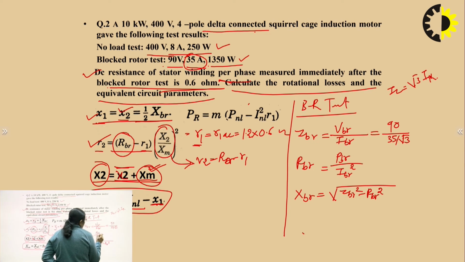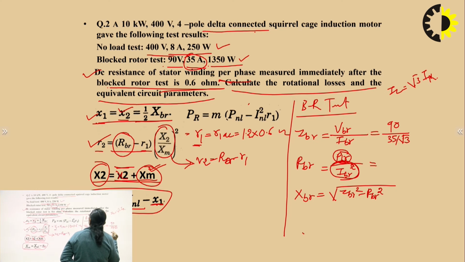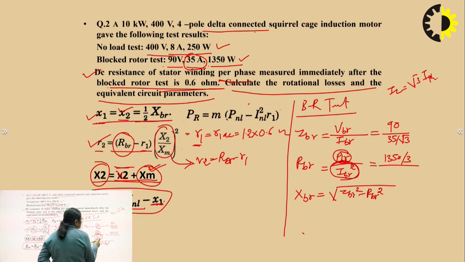So I have to take the complete I square R loss, or I have to take the per phase value of this, right? So let me take the per phase value of the power. So 1350 divided by 3 will give you the per phase value divided by the per phase current square. The per phase current is 35 divided by root 3, so square of this.